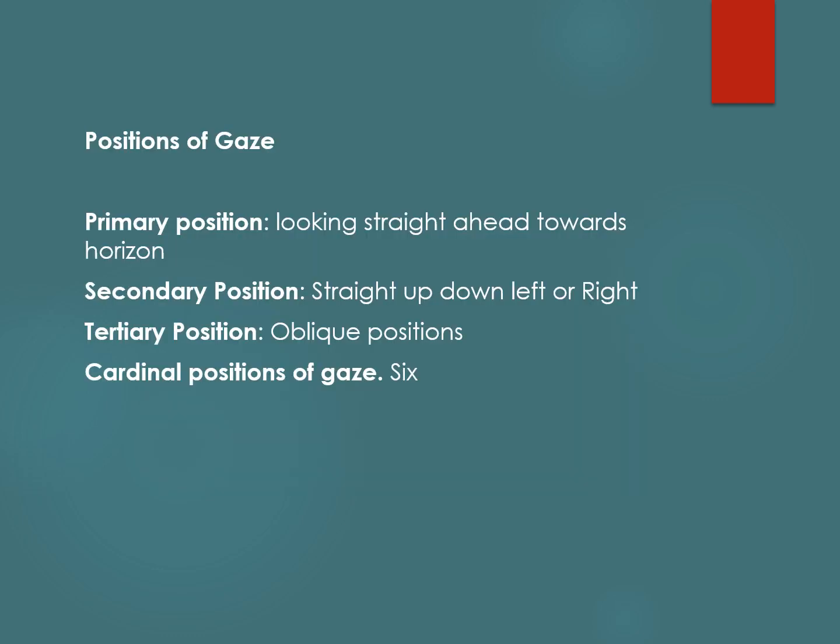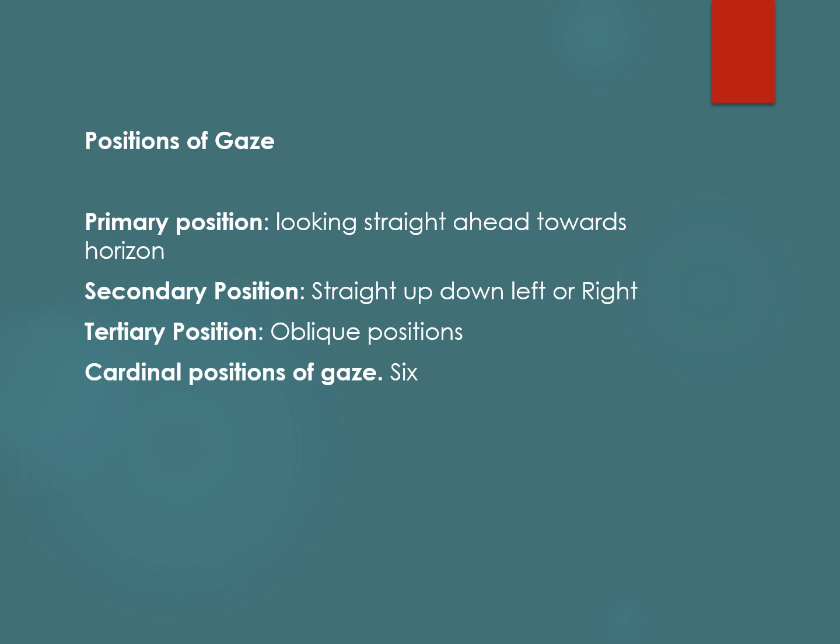Positions of gaze. The position of gaze may be primary. It is primary position when the patient looks straight ahead towards the horizon. Secondary position is when the patient looks straight up, straight down, left or right. Tertiary position is when the patient or the subject looks in oblique positions, like medially and upwards, medially and downwards, laterally and upwards, and laterally and downwards.